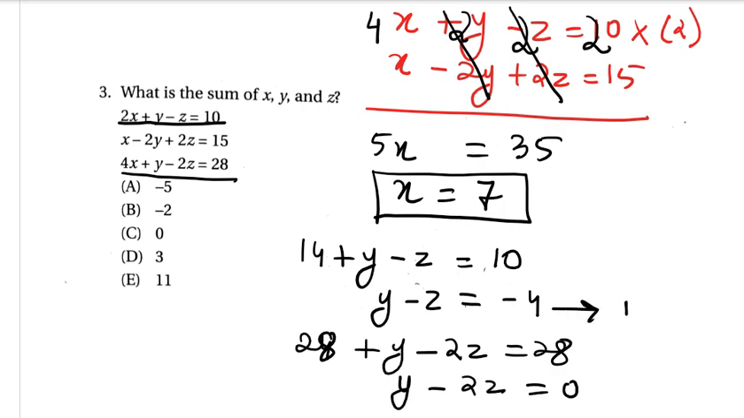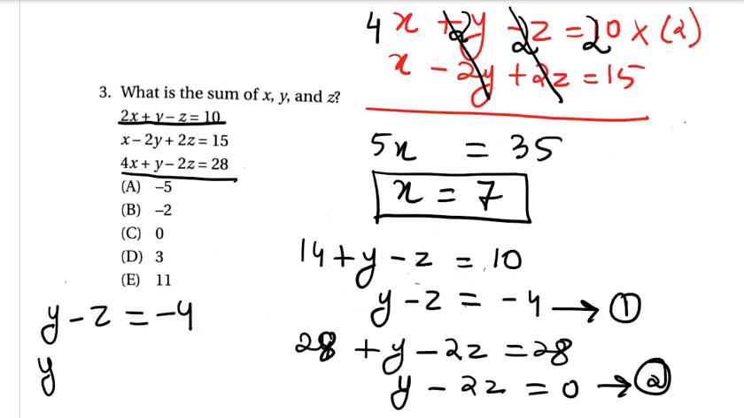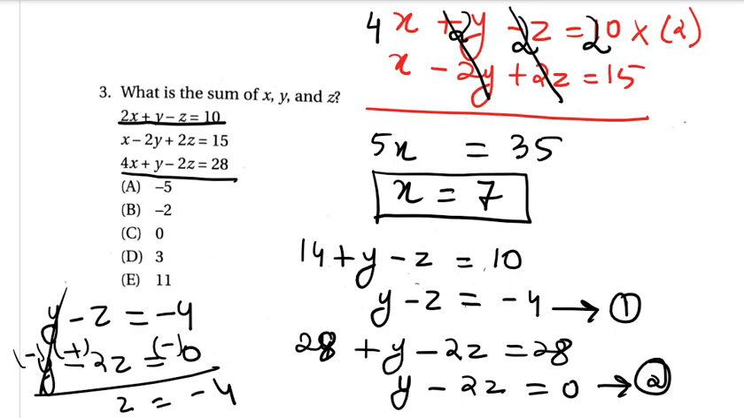So mark this as equation number 1 and mark this as equation number 2. Now let's solve them. y minus z is equal to minus 4 and y minus 2z is equal to 0. So from here, what is this? This is a negative, this is a positive, cancel this out, and this is a negative. So we don't need anything for the 0 actually. So this is z is equal to minus 4, right?